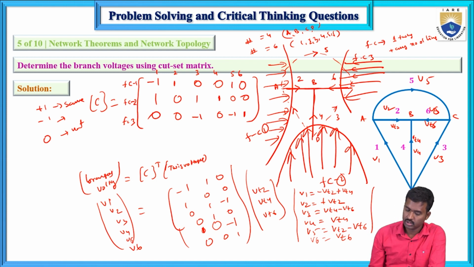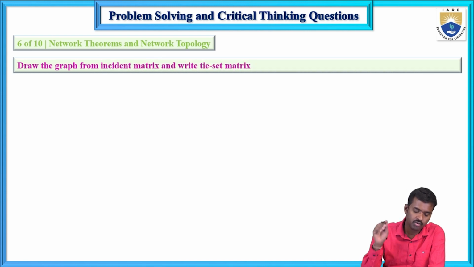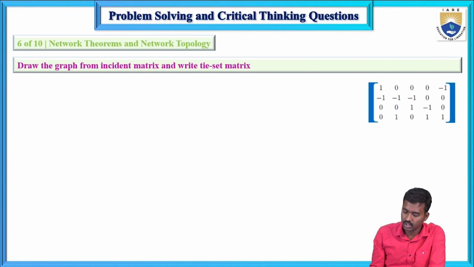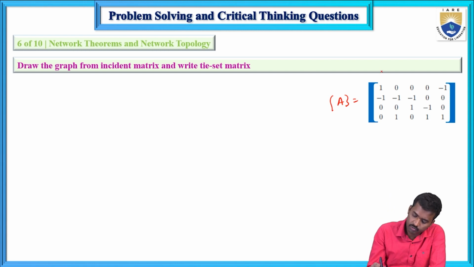Now, fifth question. Draw the graph from the incident matrix and write the tie-set matrix. So this is the incident matrix. The incident matrix is represented with A, and write down the tie-set matrix. Here the first representation is 1, 2, 3, 4, 5. This is A node, this is B node, this is C node, and this one is D node.